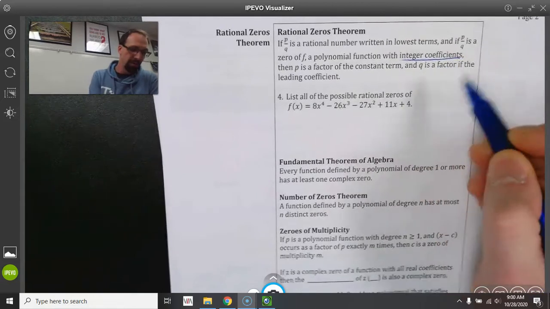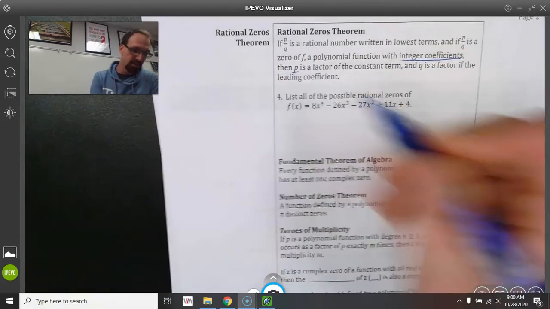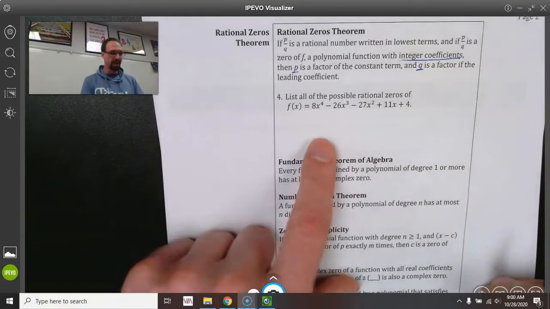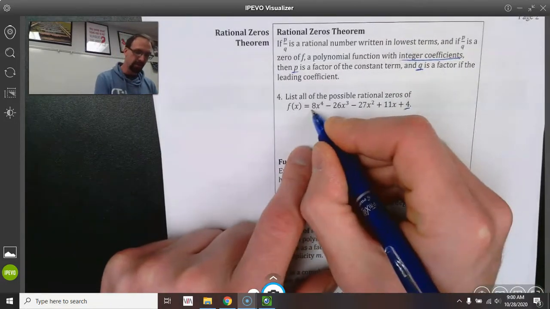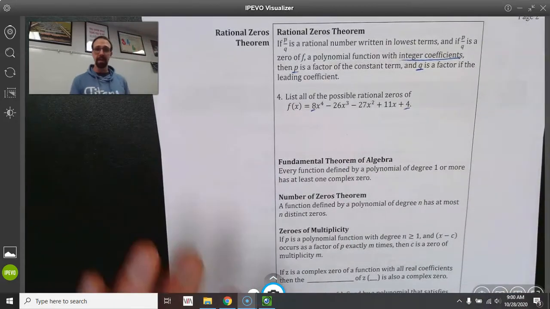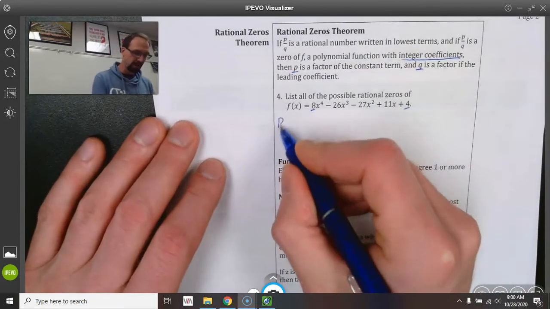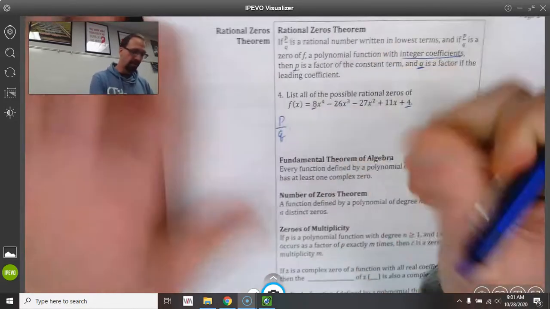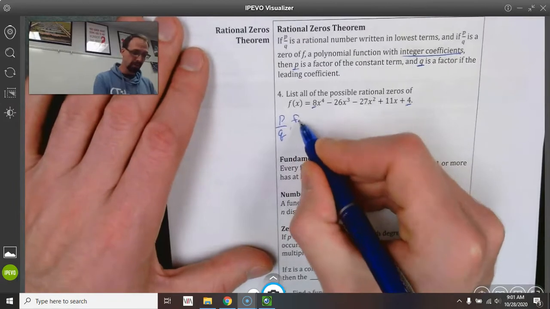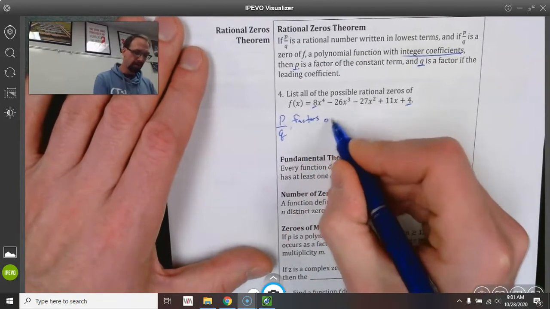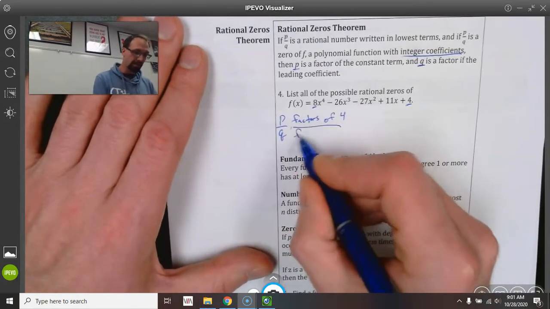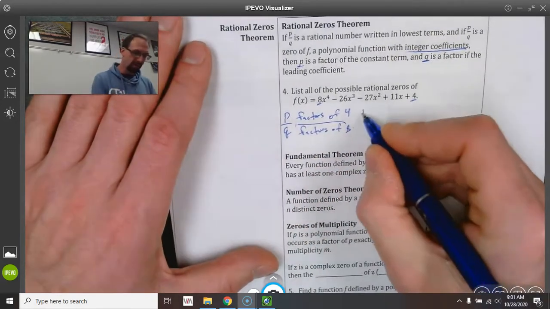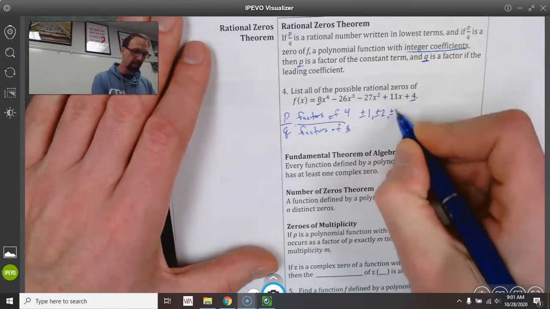What we need to pull from this is the constant term, which is p, and then q is your leading coefficient. So for this one, my constant term is 4, my leading coefficient is 8. So p over q means that the possible rational zeros of this are going to be all the factors of 4 over all of the factors of 8. The factors of 4 are plus and minus 1, plus or minus 2, and plus or minus 4.